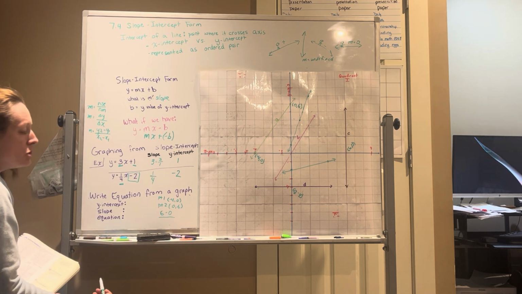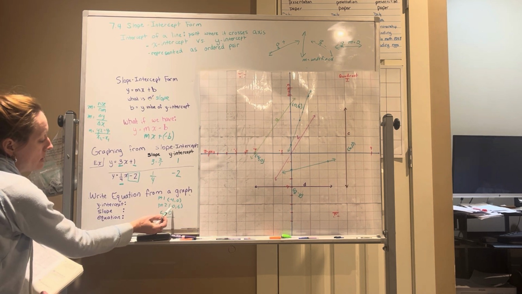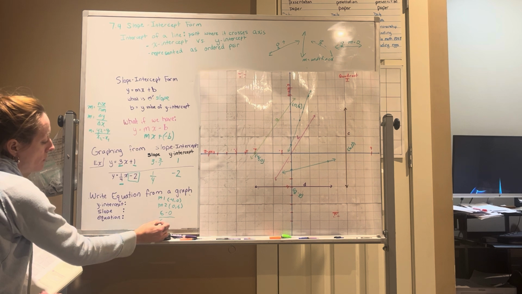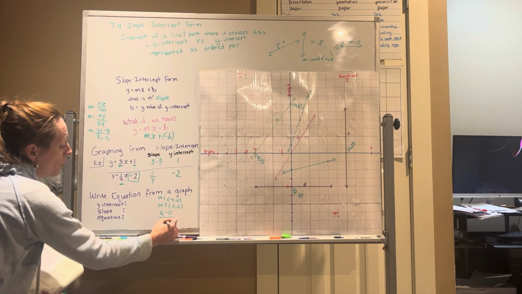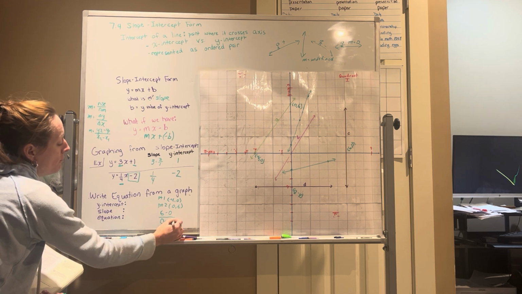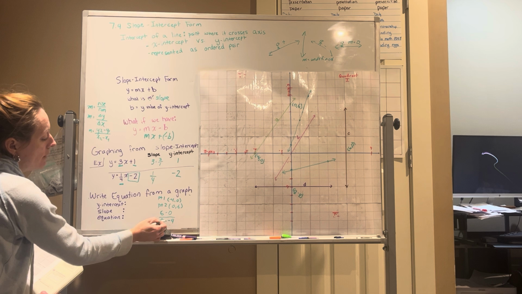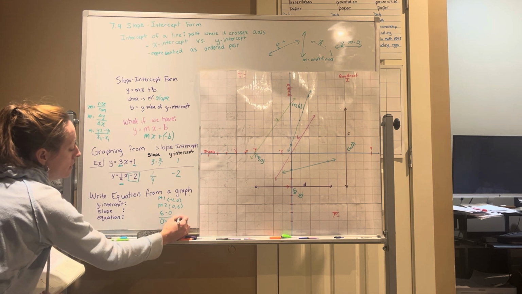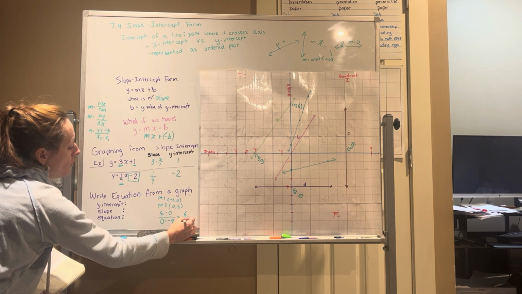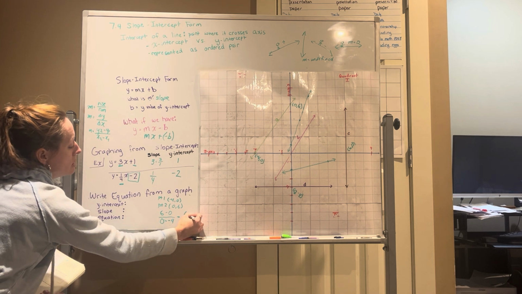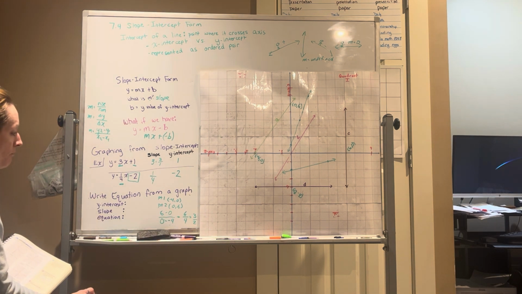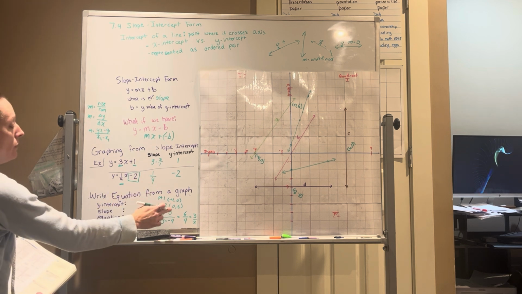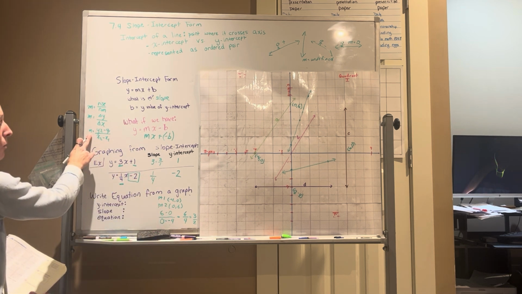Now we need our change in x. x2 has a value of 0, and x1 has a value of -4. So we need to go 0 minus a -4. Minus a -4, which means I'm going to plus it. 6/4, which reduces to 3/2. So that just calculated our slope.